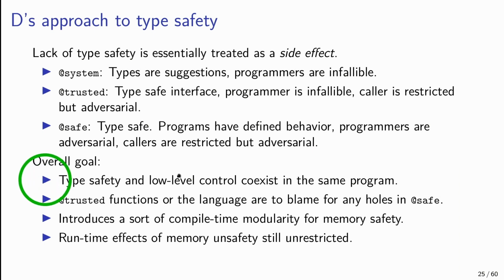So the overall goal of this entire thing is that type safety and lower-level control coexist in the same program. That trusted functions or the language should be to blame for any remaining holes in safe code. So this introduces a sort of compile time modularity for memory safety. The runtime effects of memory unsafety are still unrestricted. So if you screw up memory safety in a trusted function, where this manifests may actually be in a safe function.